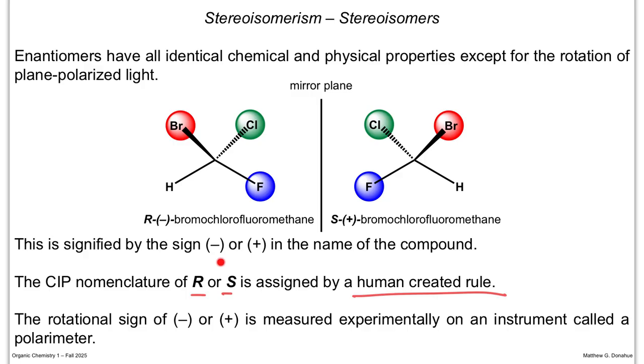That's a measured piece of data. It always has to be measured. The designation of R or S has nothing to do with what that sign is. Meaning that for every R enantiomer, it's not automatically negative, or it's not automatically positive. It just has to be measured.